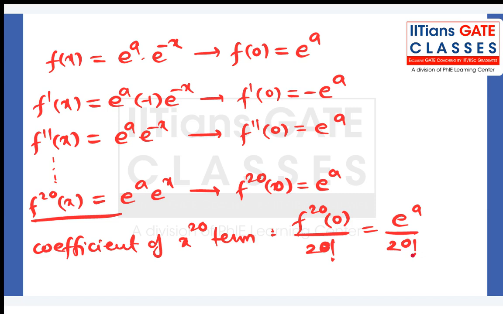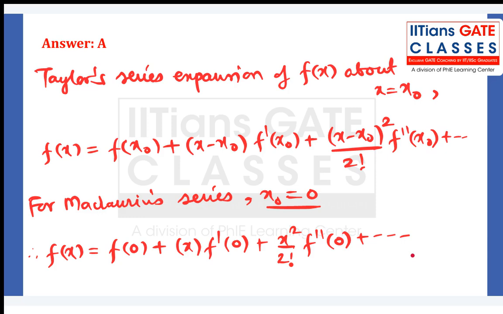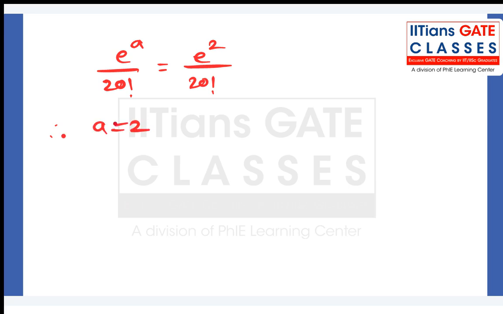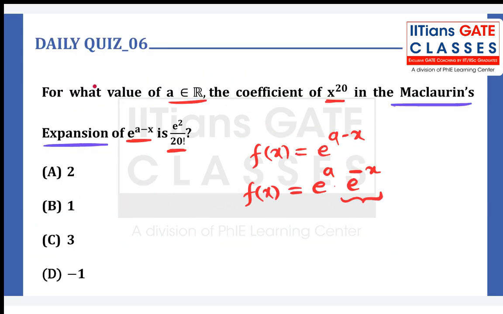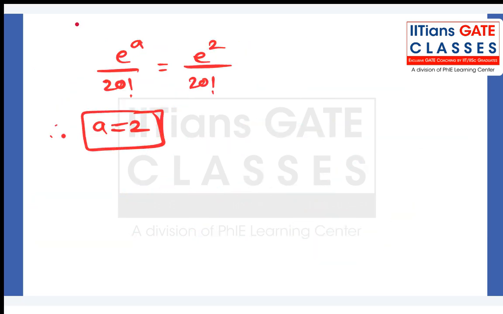And what they are saying is this coefficient term must be equal to e power 2 by 20 factorial. Then this e power a by 20 factorial has to be equal to e power 2 by 20 factorial. So if you compare the exponents, you'll realize that a has to be equal to 2. Then only this equality holds, right? So is there any option like that? A equal to 2? Yeah, so the first option itself is the answer. Right. So this is your option A.